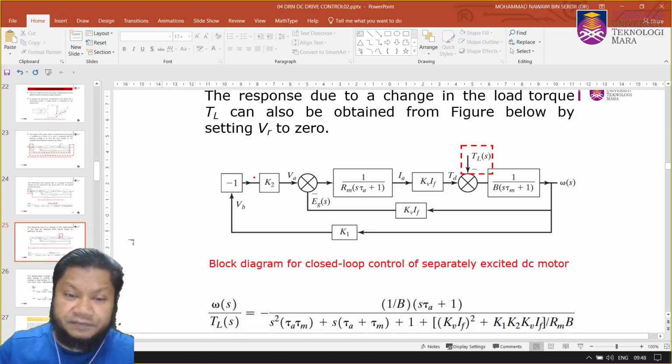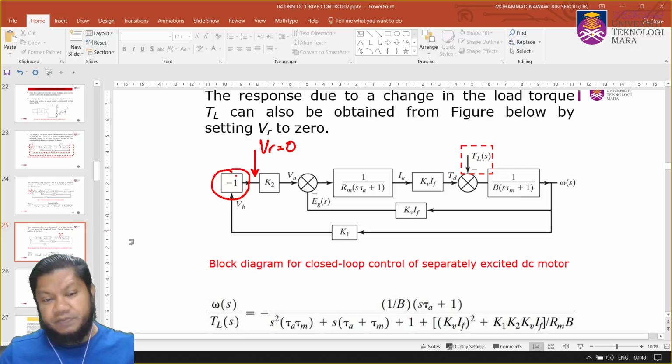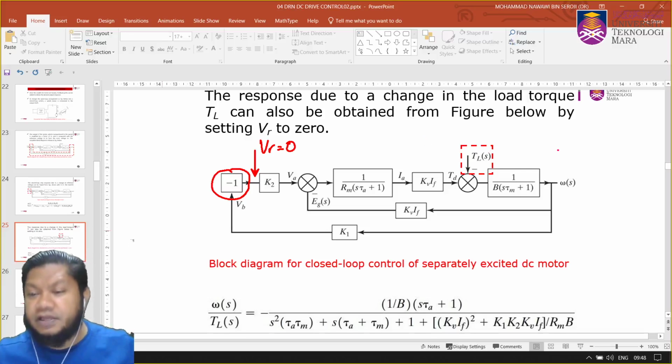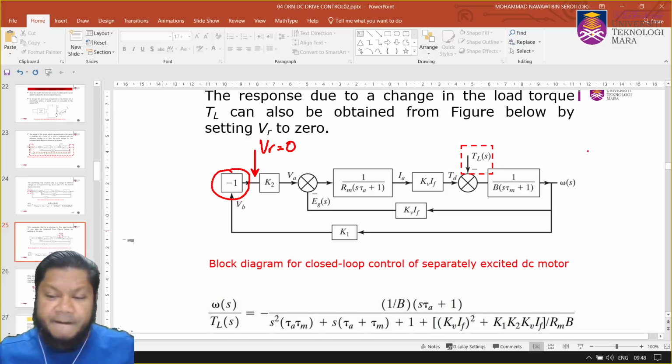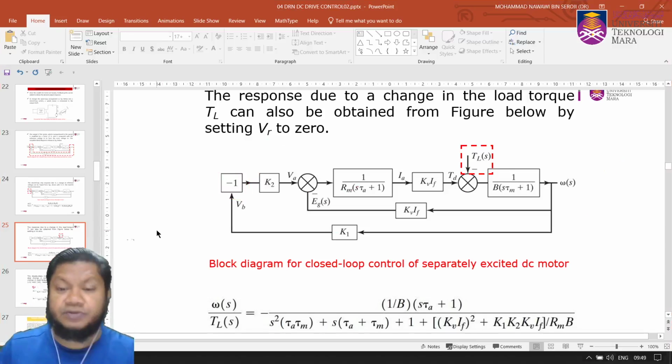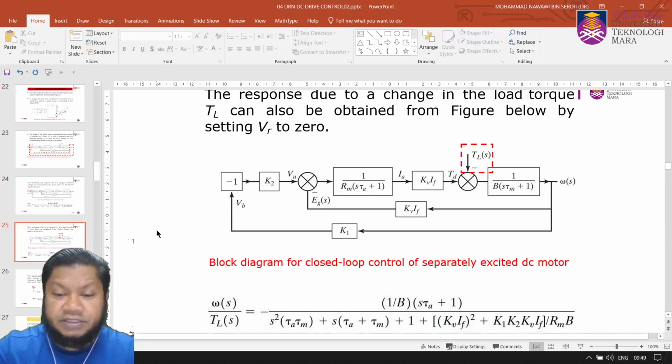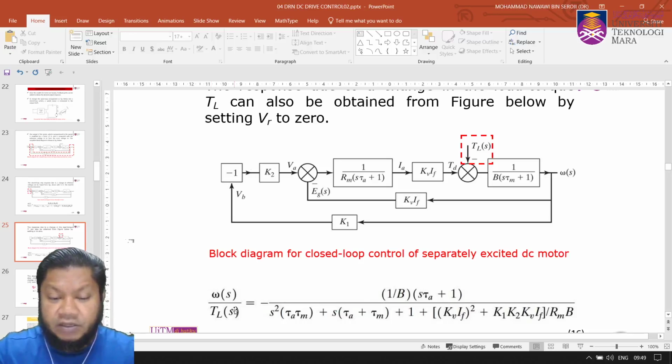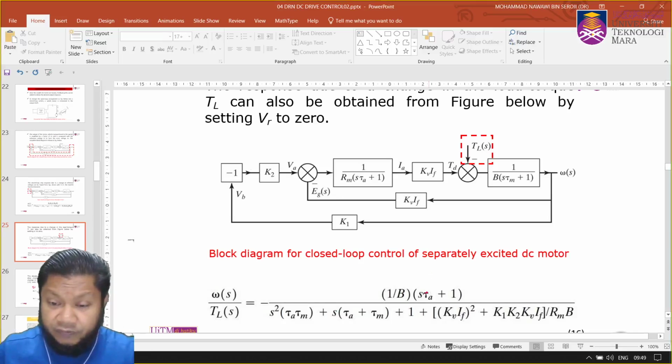Therefore, if you look at here, there is no VR, is it? VR equals to 0, and the negative feedback there should be represented by a -1 input. This is not in the book. I redraw this, just to show you how we get the transfer function omega(s) divided by load torque here. So that represents everything, and you can refer to the book again, or I need to improve the slide.